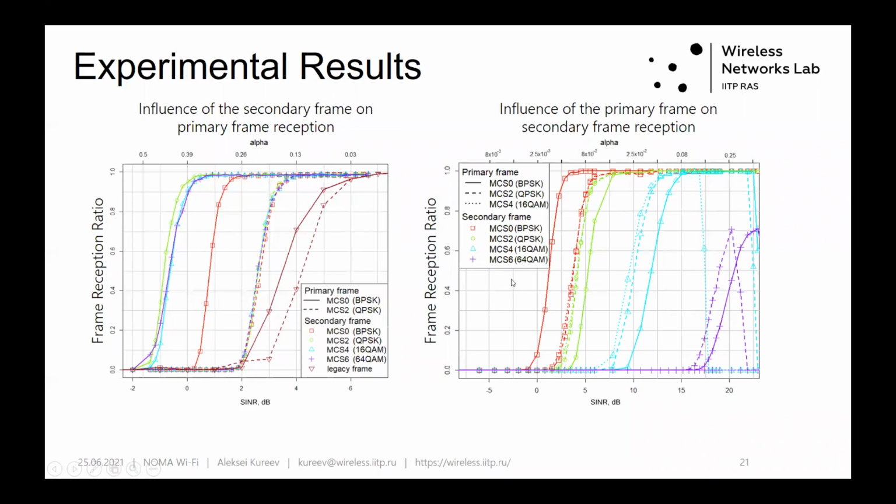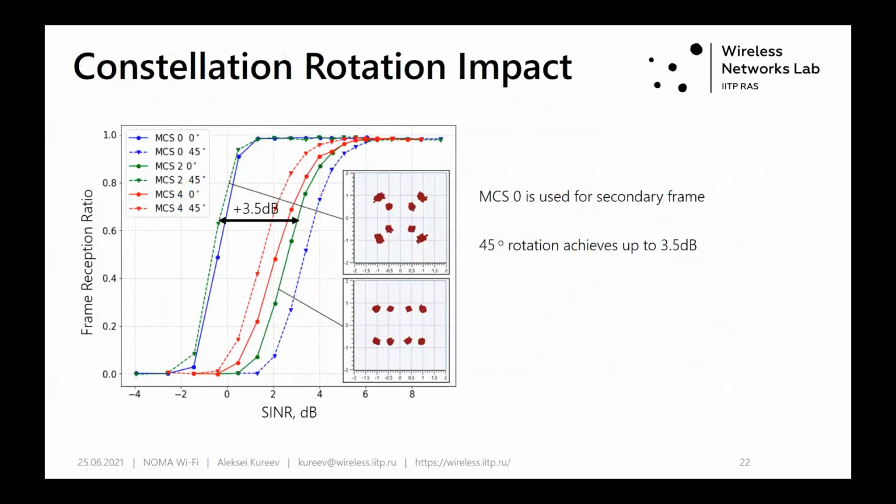And if we consider the opposite case, the influence of the primary frame on the secondary frame, we see that we have this influence too, and it's different. And this frame reception ratio depends not only on the scaling factor alpha, but also on the structure of the constellation of the primary frame. So if we want to build a very accurate error model, we need to take into account both constellations, primary and secondary frame.